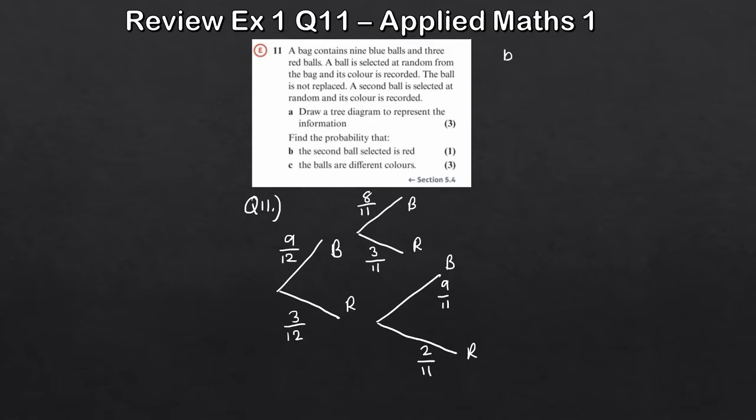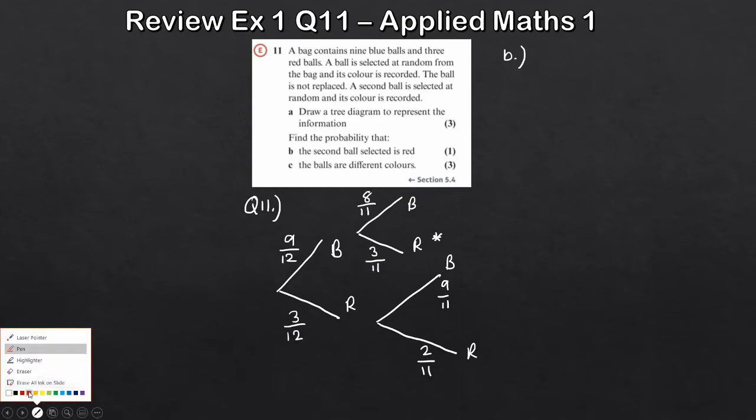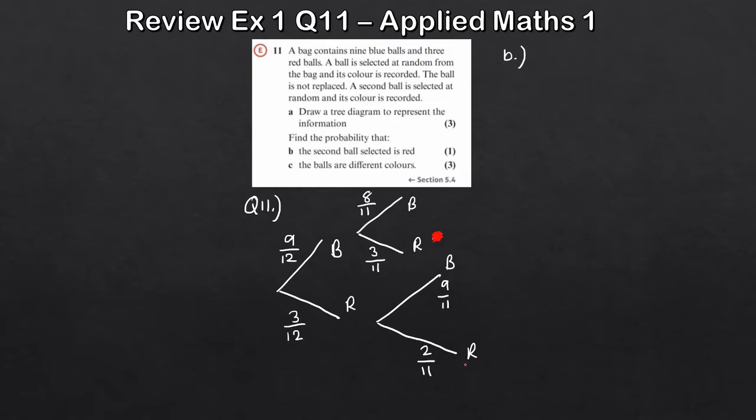Part B then, we want to find the probability that the second ball selected is red. So, if the second ball selected is red, what we essentially need is to arrive at this one here. So in fact, I'll do it in red just to show what we've got. So we either need to end up at this one here, because that one's red, or we also need to end up here. Both of them would satisfy the condition that the second ball is red.